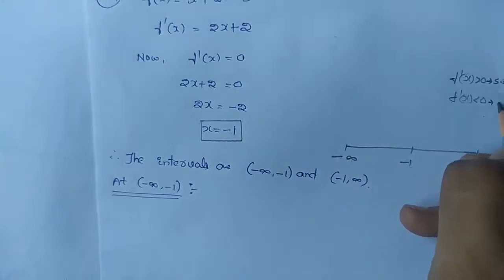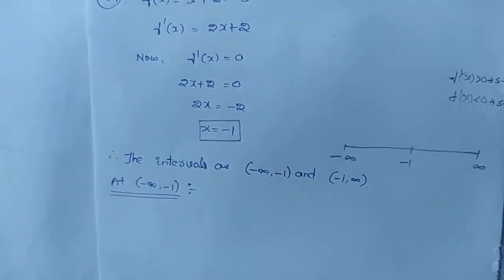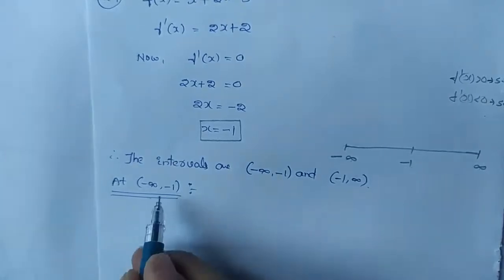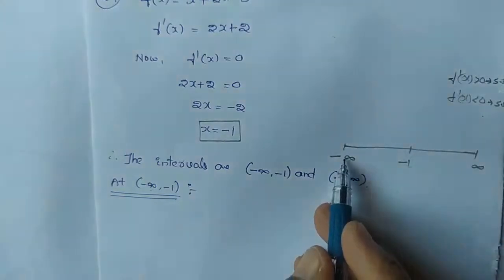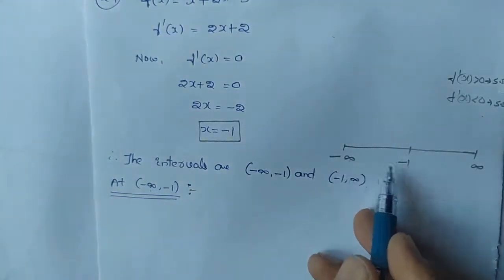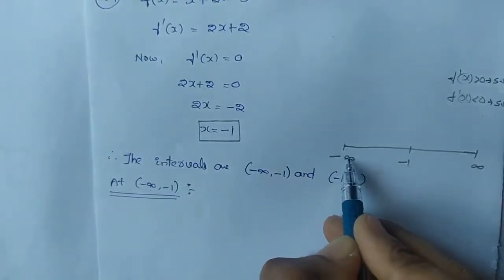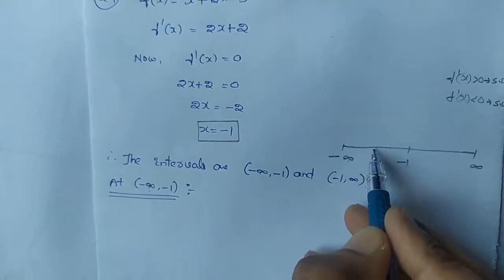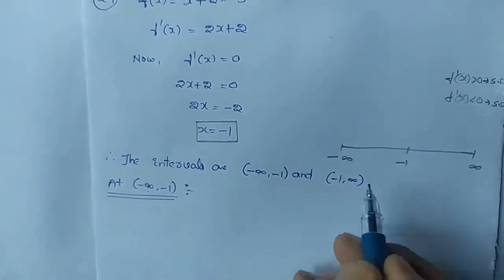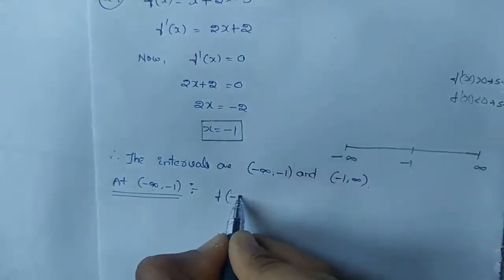If it is less than 0, then it is strictly decreasing. Now, let us substitute a value between minus infinity and minus 1. You can choose any number in that interval. It may be minus 2, minus 3, minus 4, minus 5.5, minus 5.6, whatever you like. So I will take minus 2.